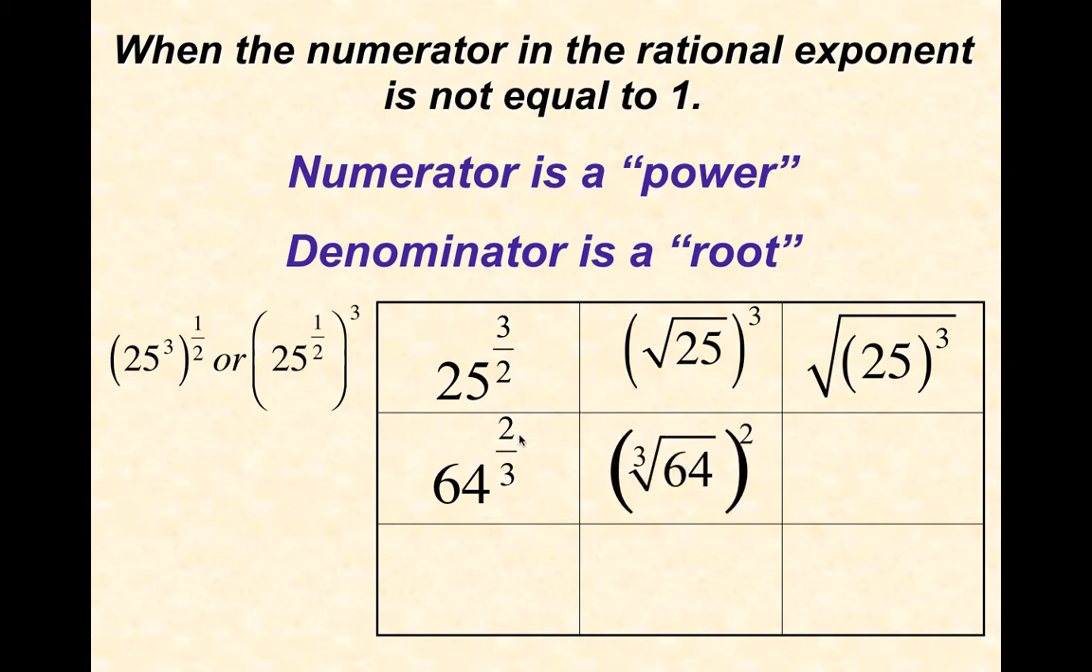The number on the numerator is the power, if you want to call it that. What we raise it to. The number on the bottom is the root. And again, you can rewrite this with the 2 power on the 64 itself rather than on the outside. Totally the same thing. I'll take these either way. Doesn't matter to me.